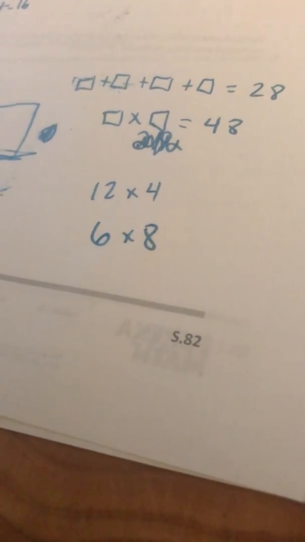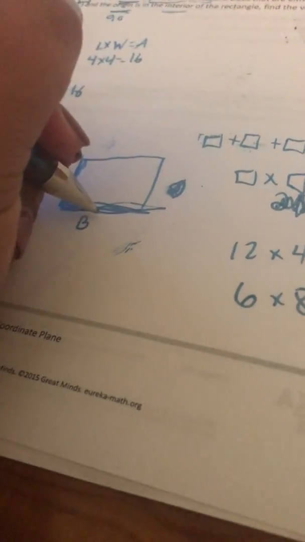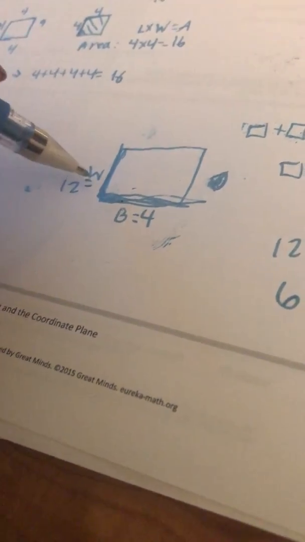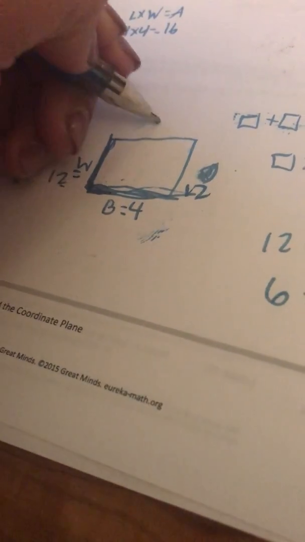Let's see if one of those works, okay? So let's pretend like one of these is 12 and one of these is 4. If the base is 4 and the width is 12, then the opposite side of the rectangle will be the exact same size as this side because they're parallel, okay? So this side would be 12 and this side would be 4, right?